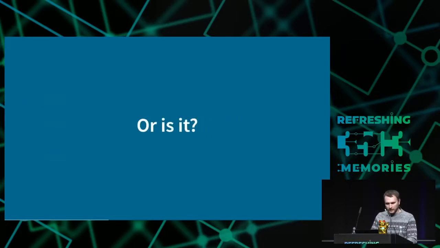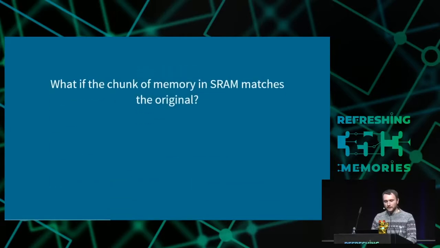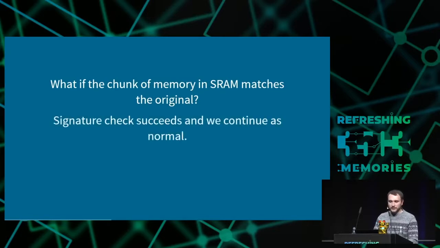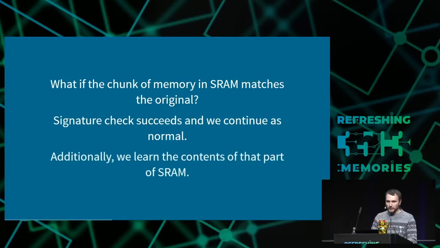Or is it? Because if we make an assumption, right? If the data we're pointing to in SRAM matches the expected data that we have in the applet, we'd expect the signature check to succeed. And then we can make a deduction here that if that signature check succeeds, we know the contents of the SRAM.